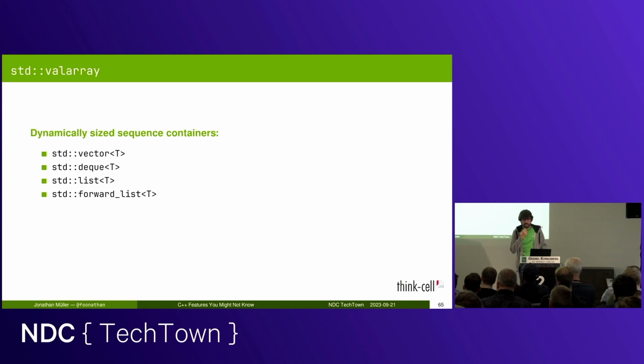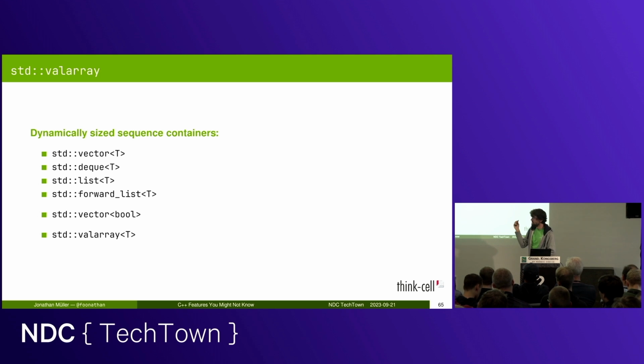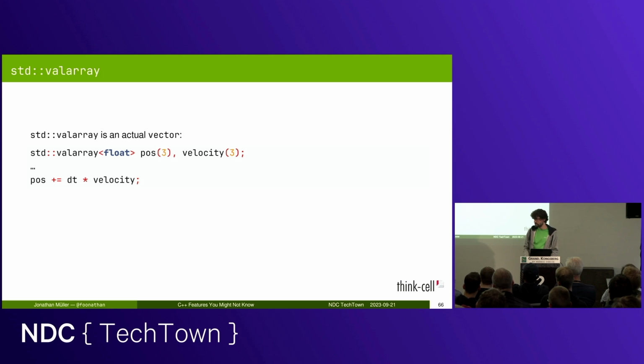Now the standard library has a couple of dynamically sized containers: vector, deque, list, forward list. We've also got vector bool, which is different from vector T, for annoying reasons. And then we've got valarray. Now, valarray is an interesting container. Valarray is an actual vector, right? You can create a valarray of float, and then you can do arithmetic on them member-wise, similar to the proposed SIMD stuff.